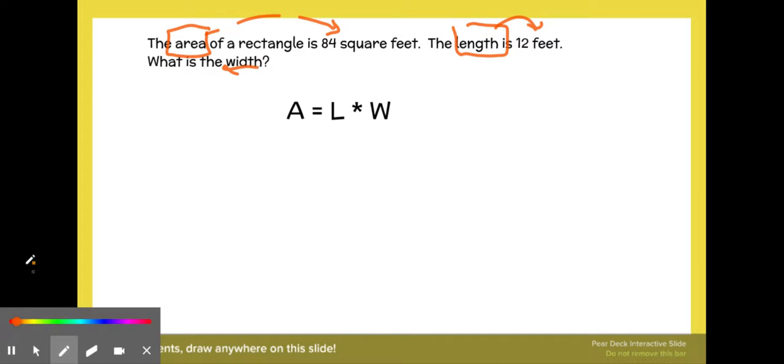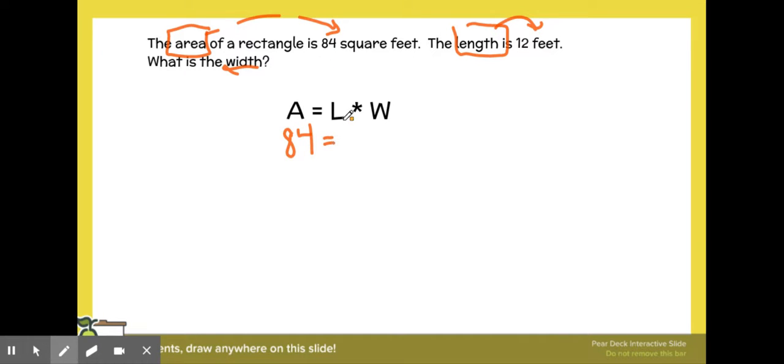So when I'm plugging into my formula for A, L, and W, I want to make sure I'm plugging in the right numbers. 84 is the area, and A is area. So instead of A, I'm plugging in 84 equals. I also have the L, the length is 12, and I'm multiplying it by my width, which I don't know yet. So notice how I didn't plug it into the length and the width. I plugged it into the area and the length.